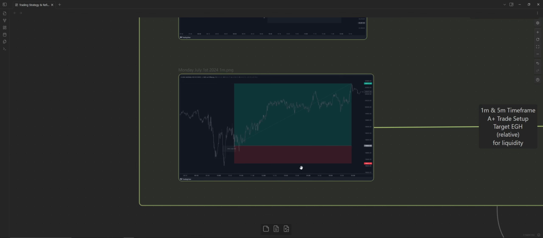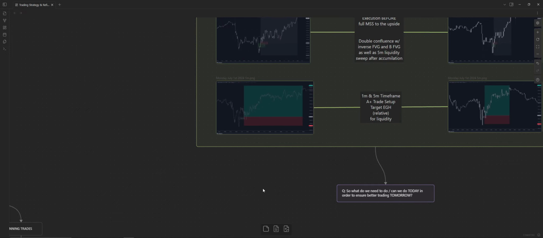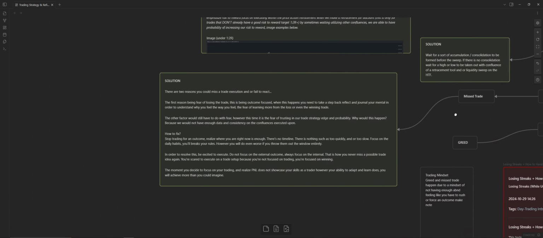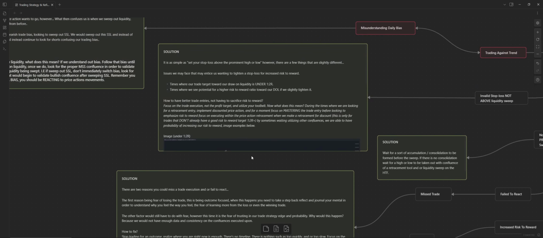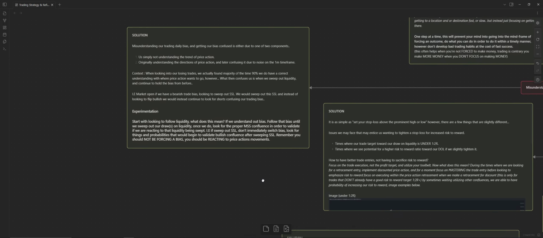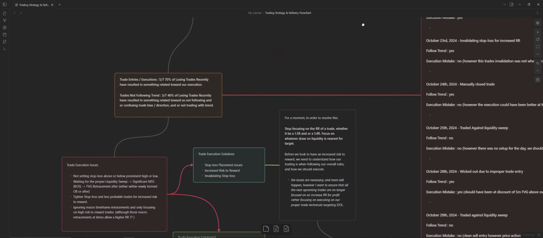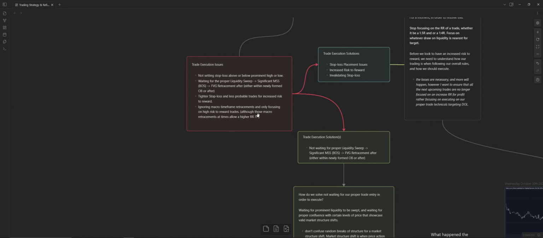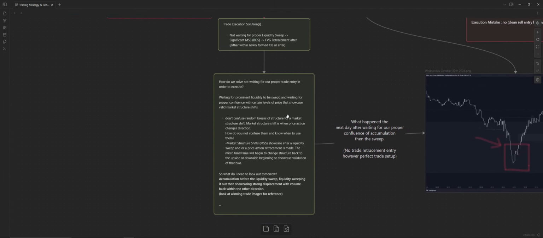However, there was something we went in and journaled that I'll show you guys right here. I'm trying to find it. It was mentioning liquidity sweep and us trading against trend. Let's find it. It should be somewhere right here. Right here. Okay. So do not confuse random breaks of structure with market structure shift.